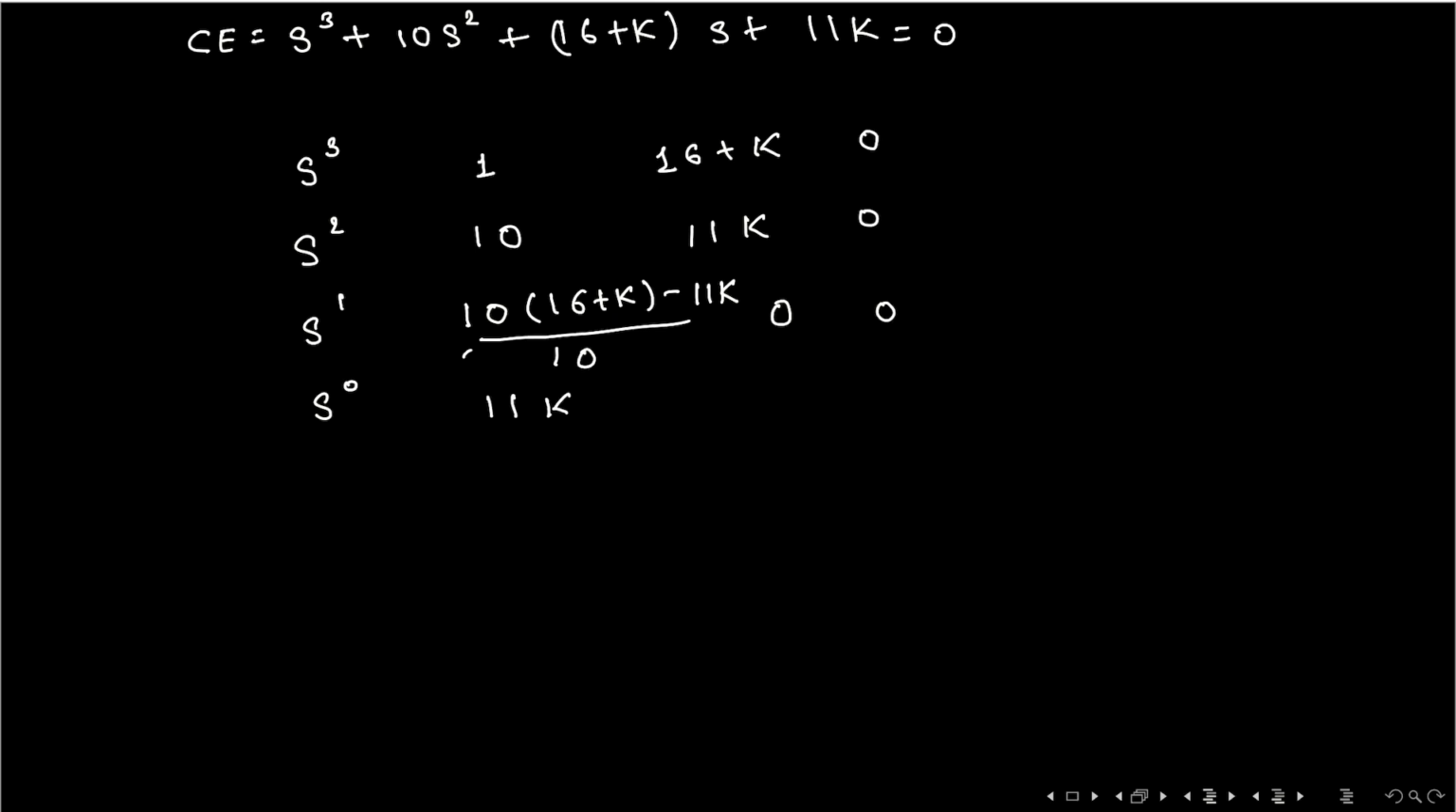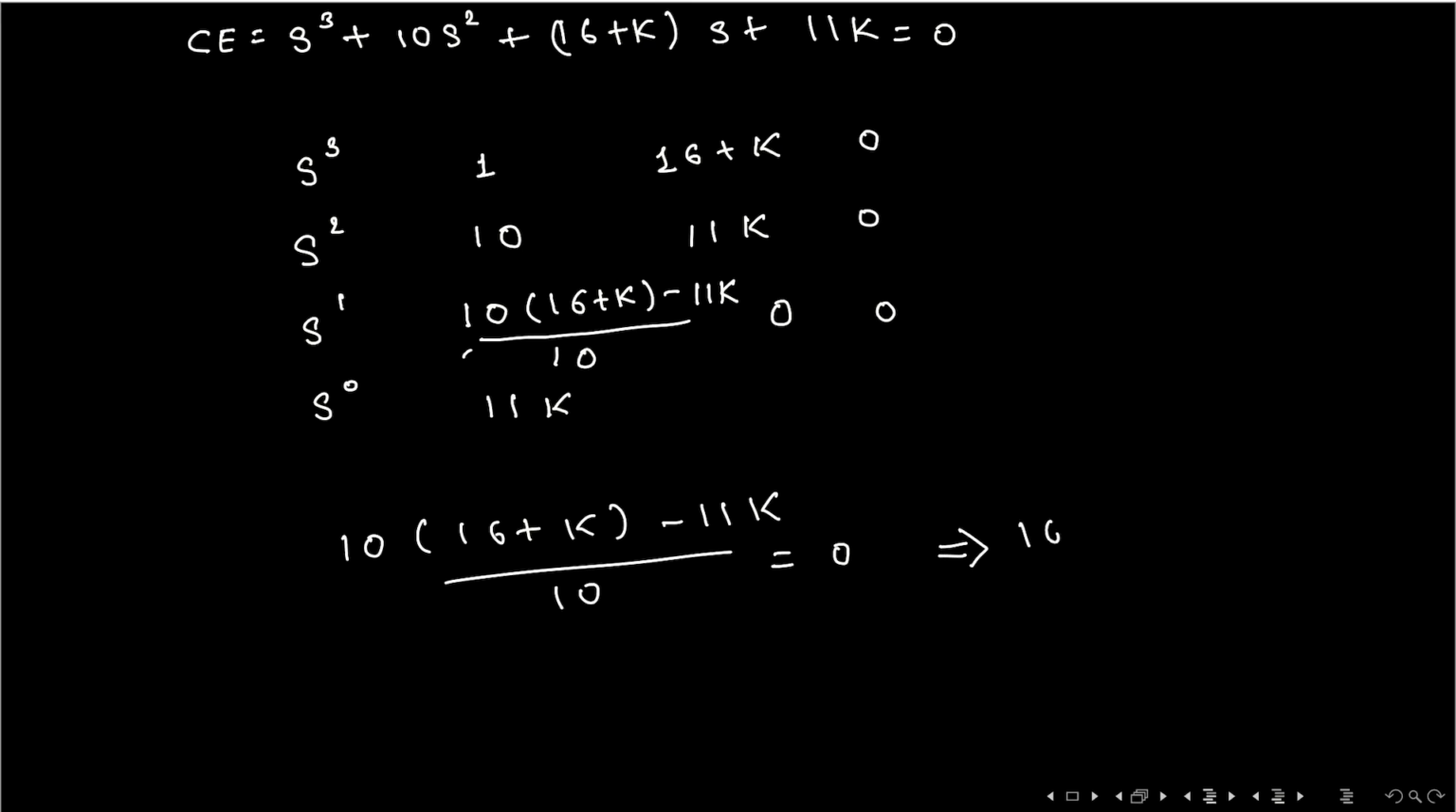As discussed earlier, we need to get an auxiliary equation. For this we need the entry of s1 to be 0. For that we will have 10 into (16 plus k) minus 11k, whole divided by 10, equal to 0, which is 160 plus 10k minus 11k equal to 0, which gives k equal to 160.